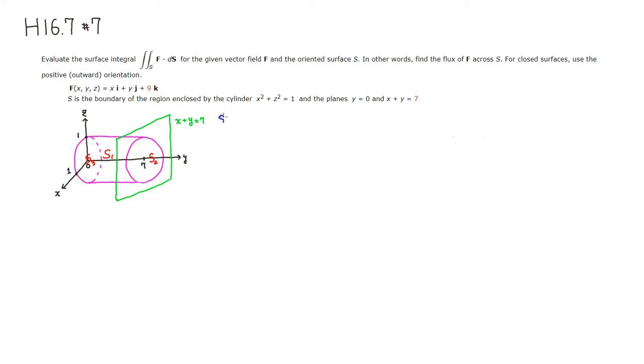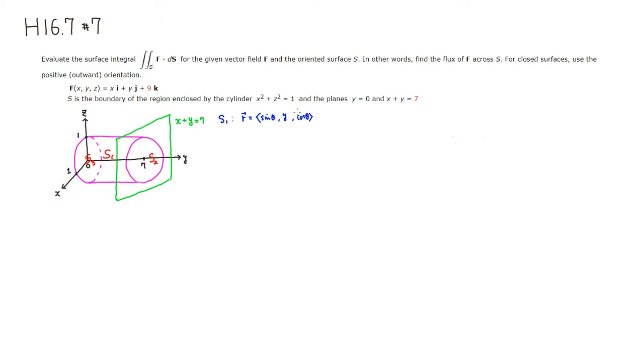For S1, the parameterization, since this is a cylinder and the radius is 1, we can do something like this. r is going to be, since there's no restriction on the y value, just y by itself. Then we have theta, since x squared plus z squared is equal to 1, so I'm going to put the sine of theta and the cosine of theta.